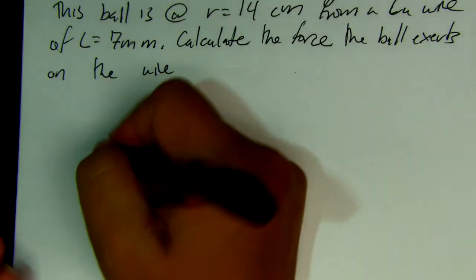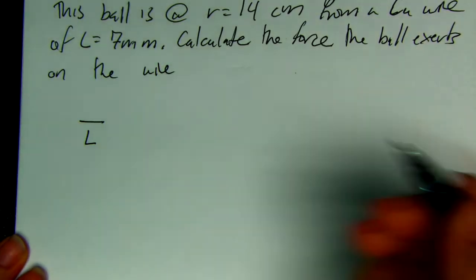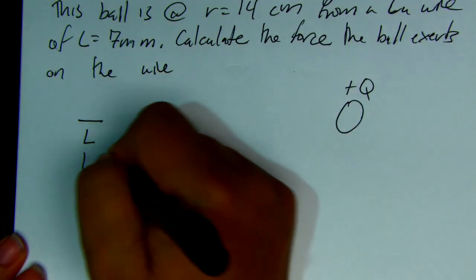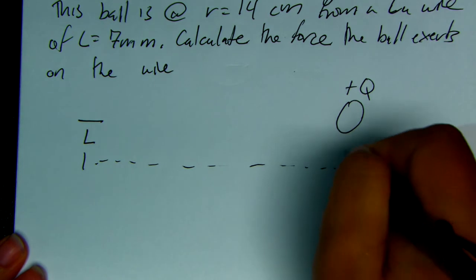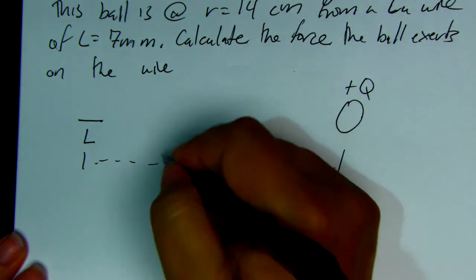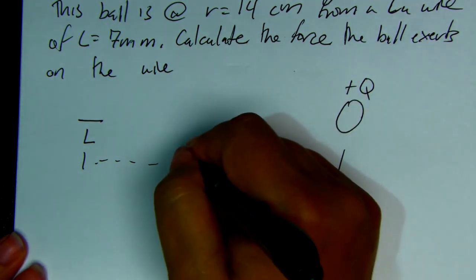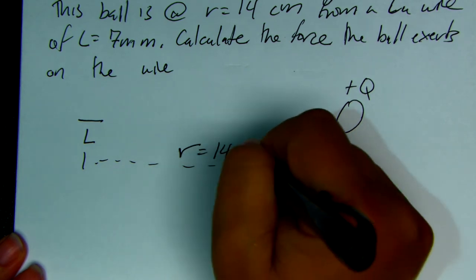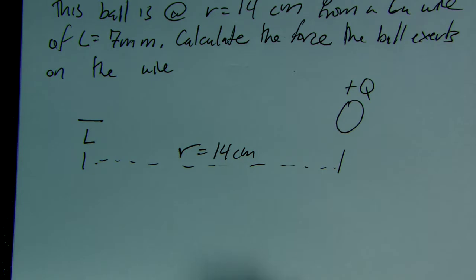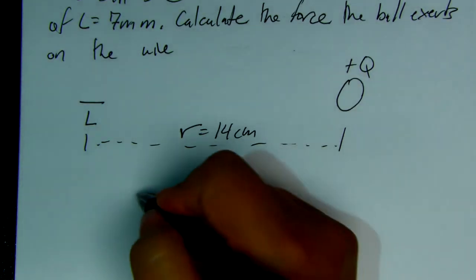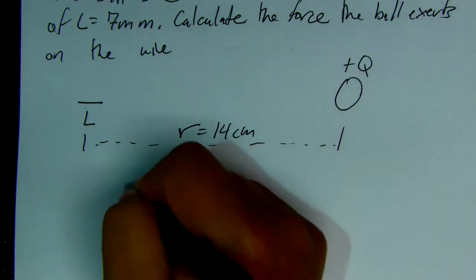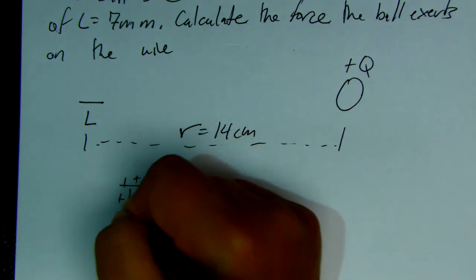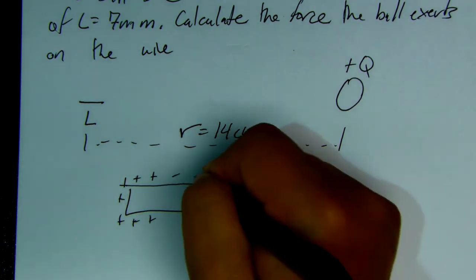All right, so if we draw this, we have our wire here, we have our ball here. They are located some distance r equals 14 centimeters apart. And then what's going to happen is the wire is going to polarize, so you'll have a positive end and a negative end.